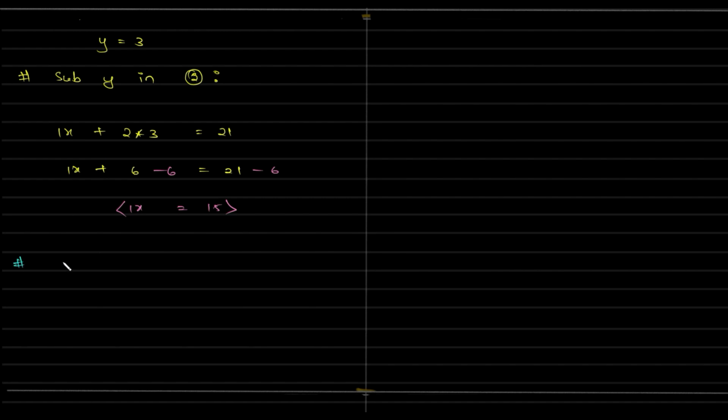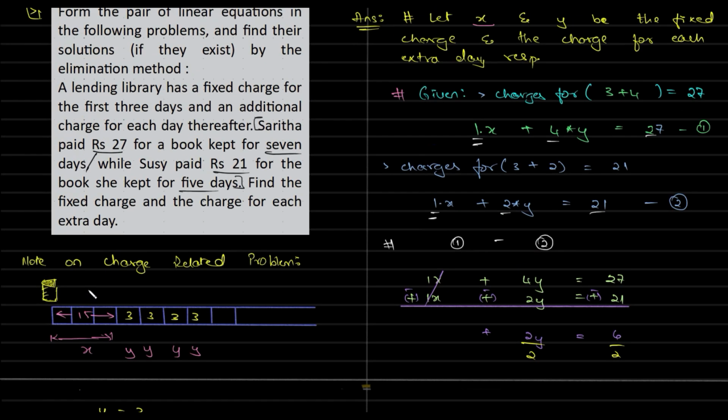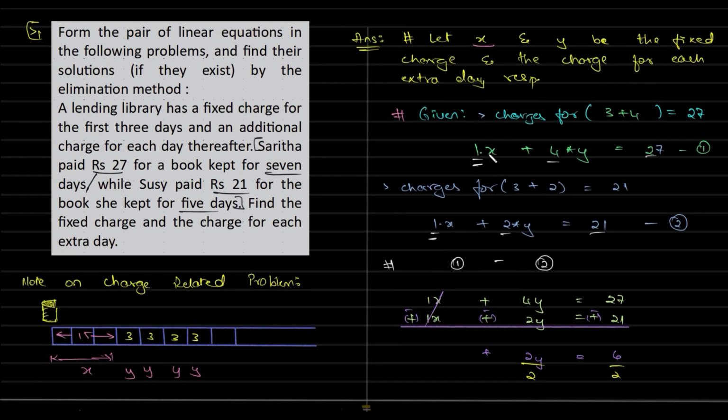So we ended up with the fixed charge as rupees 15 and the charge per day as rupees 3. Let's verify it. Actually, I should have verified before writing. 15 plus 12 is 27, correct? 15 plus 6 is 21. If people want to pause, you can pause it now.